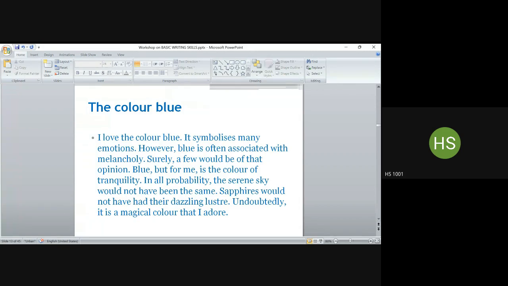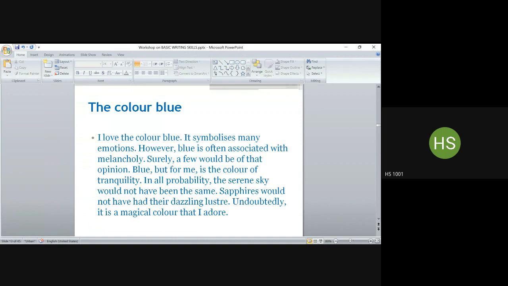And look at the final sentence you have here. Undoubtedly, it is the magical color that I adore. It is basically just restating what is being said in the topic sentence. I love the color blue. Undoubtedly, it is the magical color that I admire. Same thing, right? Just a restatement or a reinforcement of what's been said in the topic sentence.